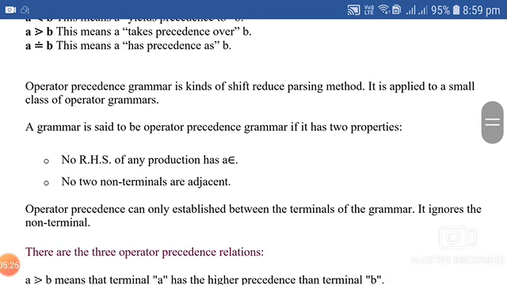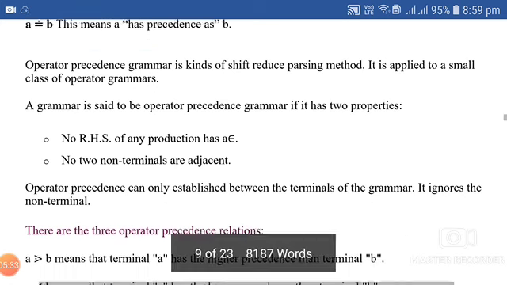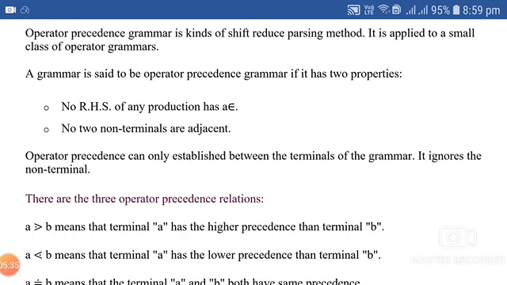Operator precedence grammar is a kind of shift reduce parsing method. It is applied to a small class of operator grammars. A grammar is said to be an operator precedence grammar if it has two properties. Number one, no RHS of any production has an epsilon. Number two, no two non-terminals are adjacent.